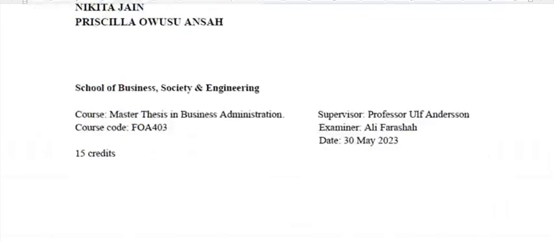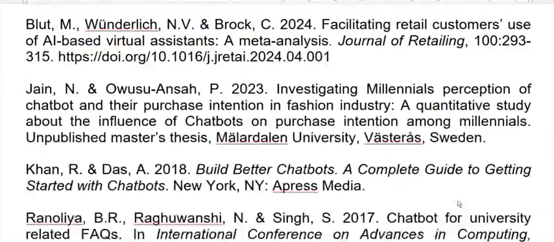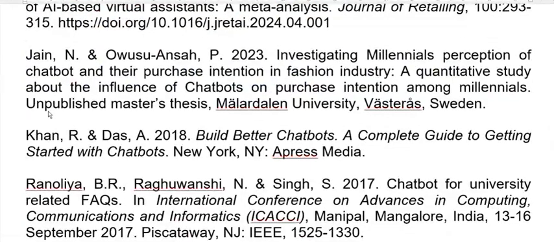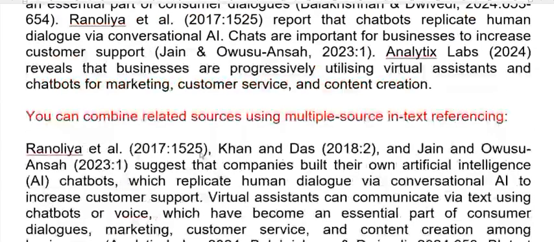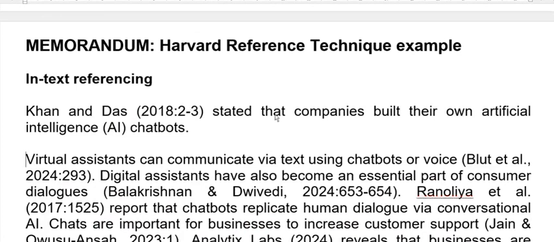If we go to the reference list, here's the year, and here's the source. So you'd place the authors, Khan R and Das, the year, the title, the city, and the publisher. That's how simple it is. For in-text referencing, let's just say you start the sentence, Khan and Das stated, with the pages you've used, that companies build the artificial. That's what it looks like. Or you could put it at the end of the sentence. If you put it at the end of the sentence, here's how it changes.